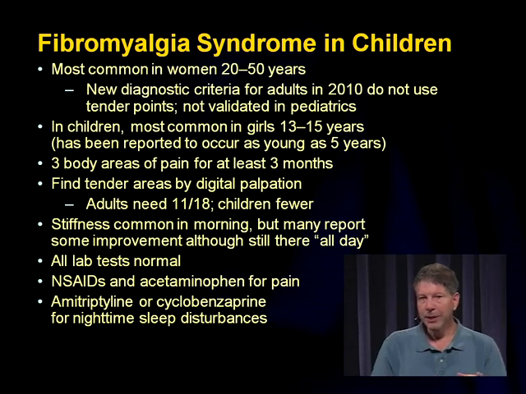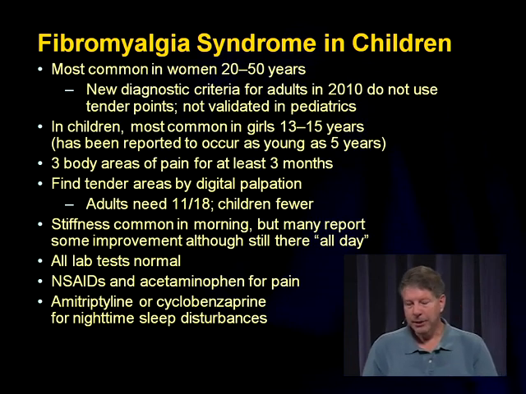Most commonly, if we're going to see it in kids, is girls 13 to 15 years of age. They have to have 3 body areas of pain for at least 3 months, and you need to find the tender points. I've got the picture for you in your syllabus. And in kids, you need fewer. So in general, if they talk about a 14-year-old girl who has stiffness commonly in the morning, and then they have these trigger points, they're trying to get you to think of fibromyalgia. Treatment: NSAIDs, acetaminophen, amitriptyline.